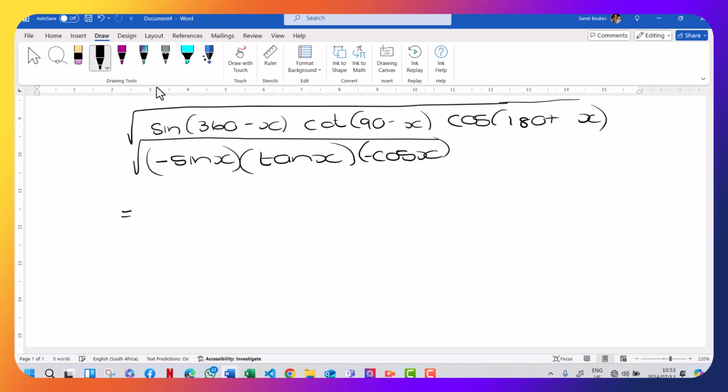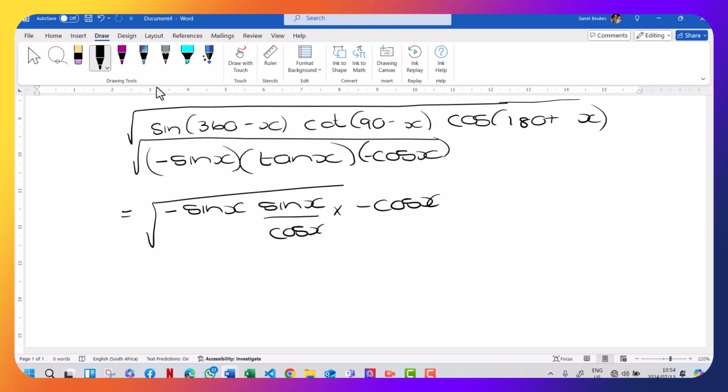So if I simplify inside, I will say negative sine x multiply tan. Tan, according to me, is sine x over cos x. Multiply negative cos x, and all of this is in a square root. So these two are going to cancel out. A negative and a negative is going to give me a positive. So I'm going to have square root of sine square x, and my answer is sine x.